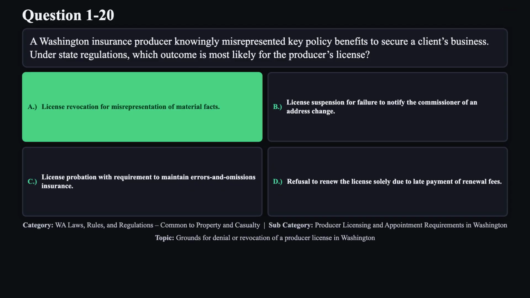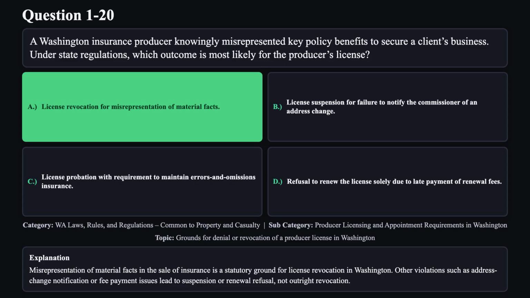The correct answer is A. Misrepresentation of material facts in the sale of insurance is a statutory ground for license revocation in Washington. Other violations such as address change notification or fee payment issues lead to suspension or renewal refusal, not outright revocation.